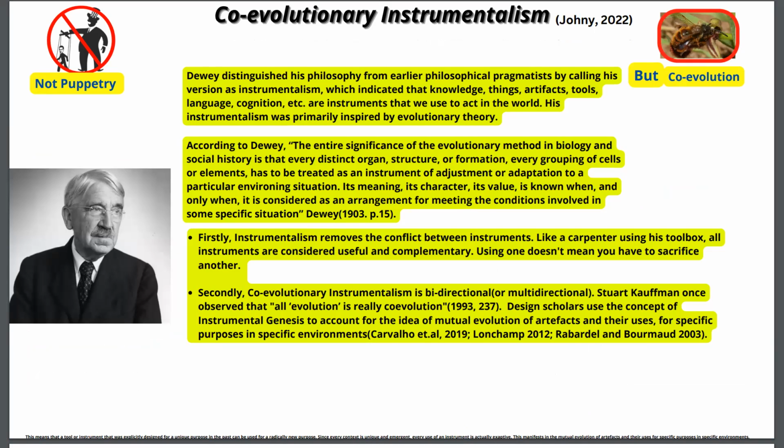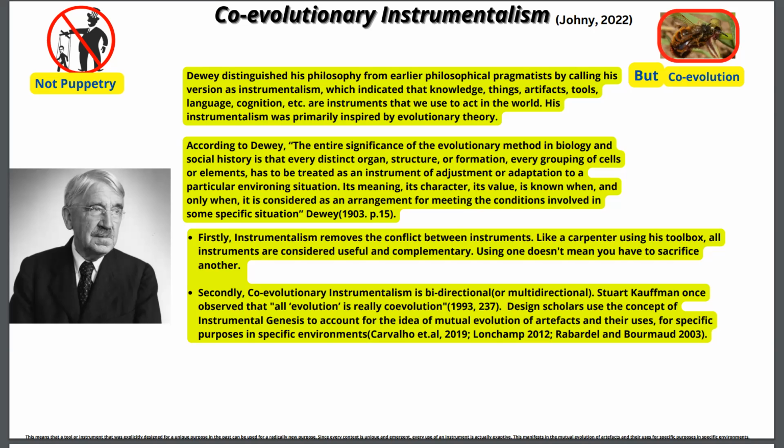Second key point to understand is that co-evolutionary instrumentalism is bidirectional. Stuart Kauffman once observed that all evolution is really co-evolution. The agent can use artifacts or tools. The artifacts and tools will also influence the agent. So that's the idea of bidirectionality of instrumentalism. The instrument is also affecting us. We are also affecting instruments. The agents and the instruments, both are affected by the environment, other forces around the environment. That's the key idea of the co-evolutionary nature of instrumentalism.